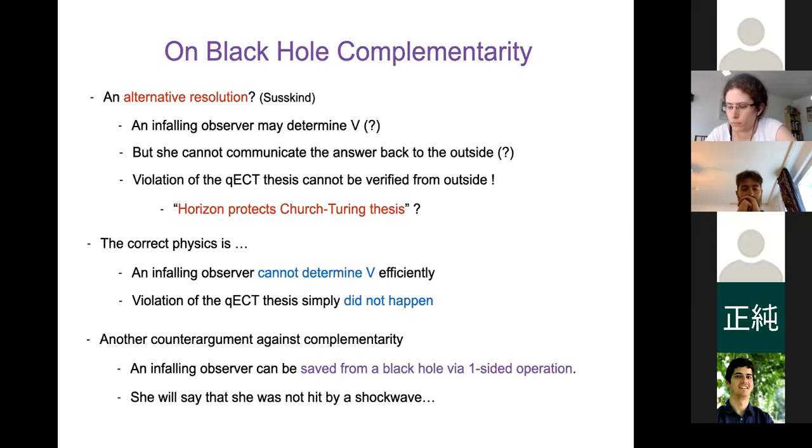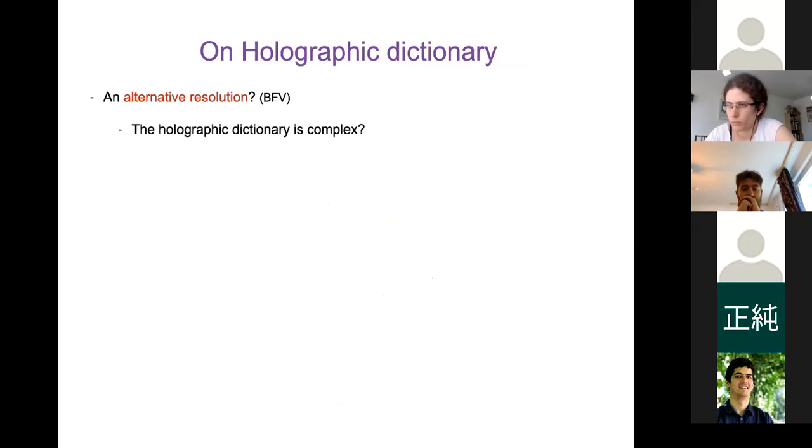Okay, so let me move on to another proposal for the resolution. This proposal was mentioned by Boland, Pfefferman, and Bazirani. I guess they just mentioned this possibility as a logical possibility, but they mentioned that maybe the holographic dictionary is complex. My own interpretation of this statement is that it is possible that one task is difficult on the boundary, but it could be easy on the bulk, meaning that complexity is not really preserved under the holographic mapping. Now, I have already argued against this scenario by showing that the difficult problem remains difficult on the bulk.